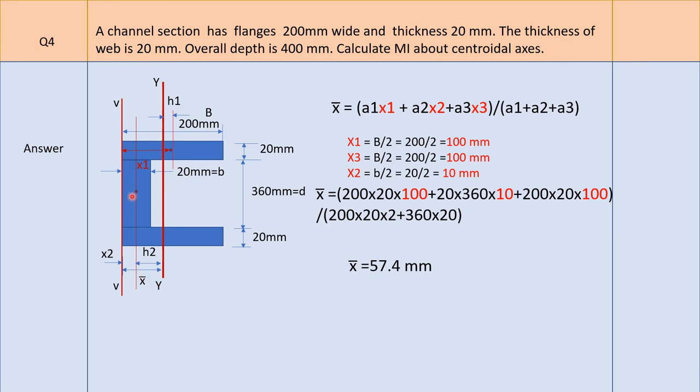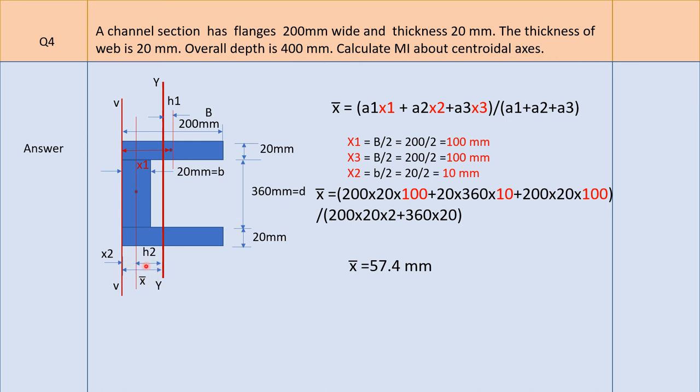Similarly, for this rectangle, I know the moment of inertia of this vertical rectangle about its vertical centroidal axis, and that will be d2 into b2 cube by 12, plus A h2 square. Now what is h2? I have to transfer the moment of inertia from this vertical axis to this vertical axis YY. So from this YY up to this axis, this distance is h2. Now this full distance from VV is x bar, and from VV up to this centroid, this distance is x2. So h2 will be x bar minus x2. I get this distance h2, x bar minus x2.